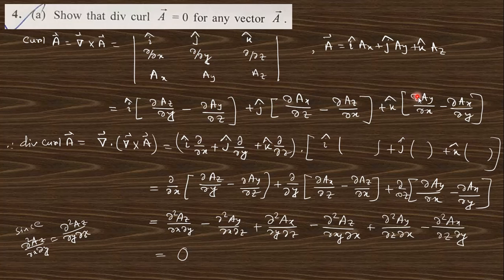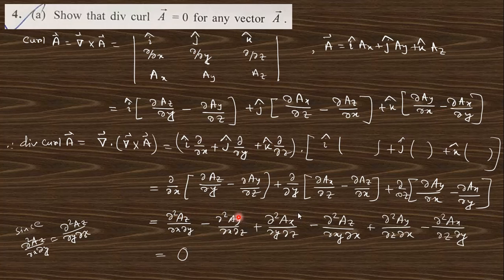So first you do this curl of A, and then the divergence of A means i cap del del x and so on. So i is 1, so del del x of this first part, this bracket is that portion, and in this bracket is this portion. So this del del x will be with this bracket, del del y of this portion, del del z of this portion.